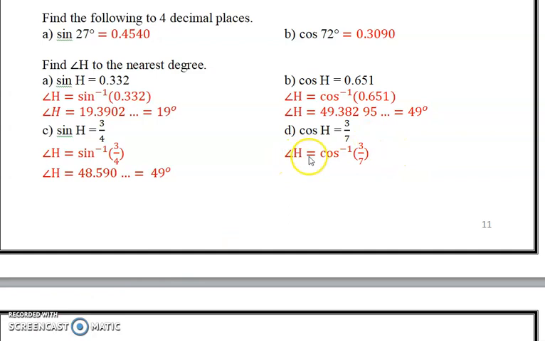So the last one here, we'll get the angle H for the cos of H equal to 3/7. So we'll plug it into our calculator. Remember, second function cos is inverse cos in your calculator. 3 divided by 7, close your bracket, enter, and you get 64.